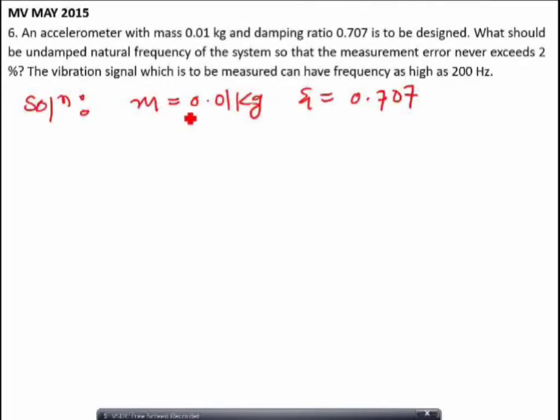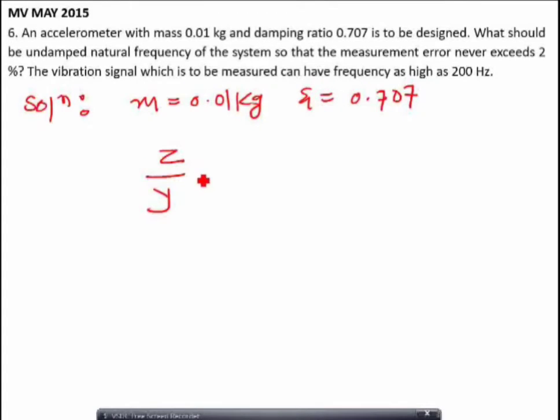The vibration signal which is to be measured can have a frequency as high as 2000 Hz. So the maximum frequency they are saying should be as high as 2000 Hz. Now first of all, this is an accelerometer. So let us write down the formula for the accelerometer.